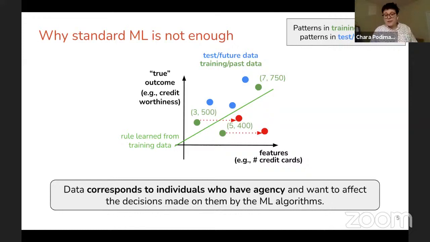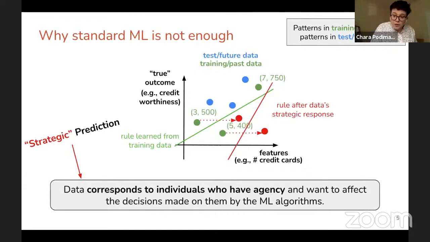Well, for one, for decision makers, we cannot trust the green rules anymore. They were created based on data that does not take the agency of the people into account. So what should we do? Well, the recent field of strategic prediction advocates that you should take these incentives, the agency of individuals, into account, and basically create rules that incorporate the knowledge of the data's strategic response.